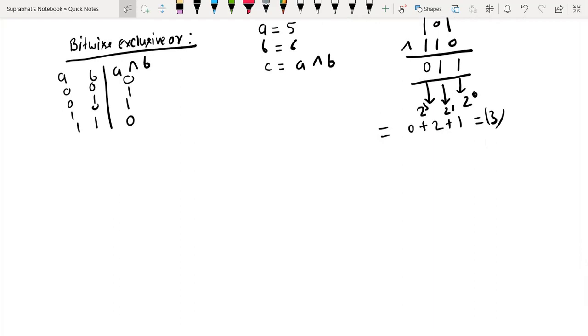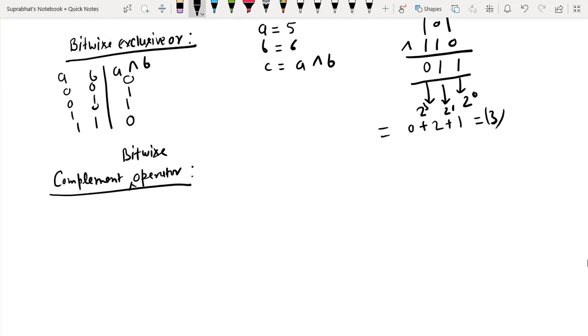So next one is the complement operator, that is the complement bitwise operator. How does the complement bitwise operator work? Suppose I am taking a equals 5 and now I am taking b equals complement of a, because this is a unary operator. Why? What is a unary operator? Anyone give a response.